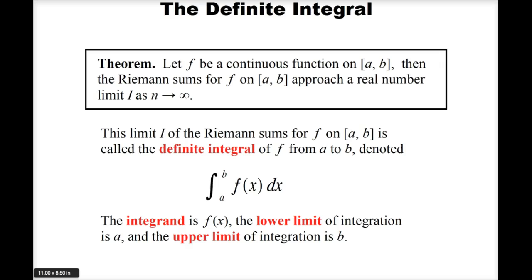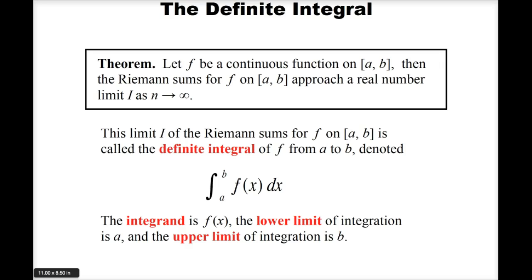And then it says, then the Riemann sums, which, if you've seen my previous video about areas under the curve of a function, you'll know is just a sum of a bunch of little rectangles that we're trying to stuff under the curve of the graph, in between wherever that graph is and the x-axis. Okay, so then the Riemann sums for f on that closed interval approach some real number limit, and we're calling that I as n approaches infinity.